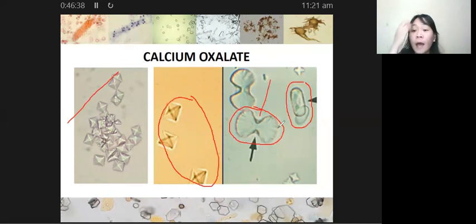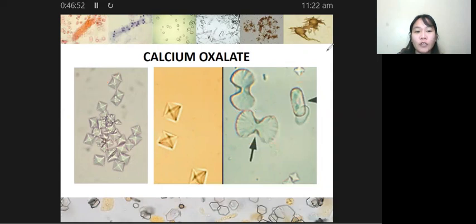Specific po yan sa ating hourglass, specific talaga, ito naman sa specific, pero nakikita po natin yan sa ating ethylene glycol poisoning. Okay? So yan ang itsura ng calcium oxalate under the microscope.